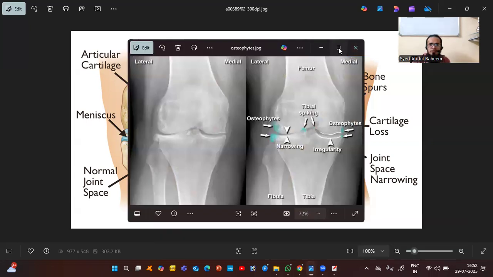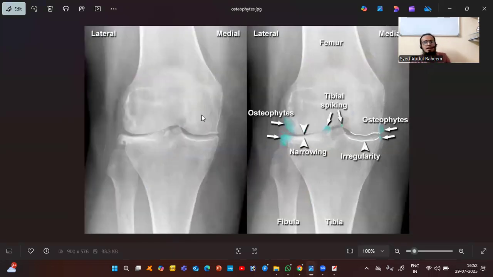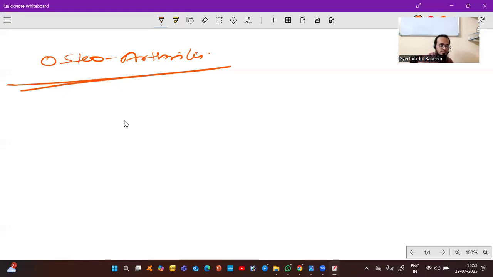You can see this is another image. This is the medial side, inner side, and this is the lateral side, outer side. You can see this is the femur bone, tibia bone, fibula. This space is very, very important. Space narrowing is the gold standard you can see in osteoarthritis. So the first thing you have to remember is narrowing of space.